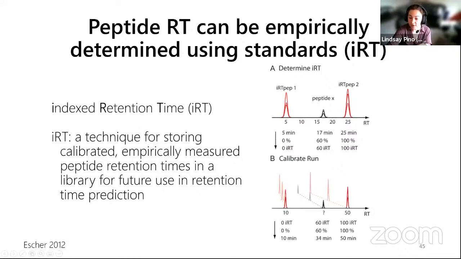Now, if I change my gradient, these index values don't have to change. I can change my gradient, and even though IRT peptide 1 now elutes at 10 minutes instead of 5, and IRT peptide 2 elutes at 50 minutes instead of 25 minutes, if we set those still at 100%, we know that peptide X elutes 60% of the way in between on this linear gradient, and therefore has a new measured retention time value of 34 minutes.